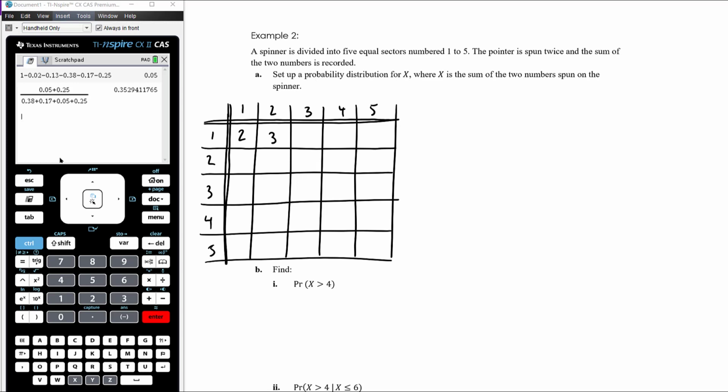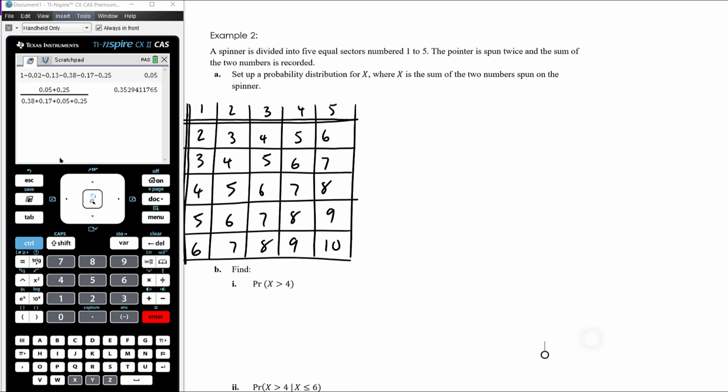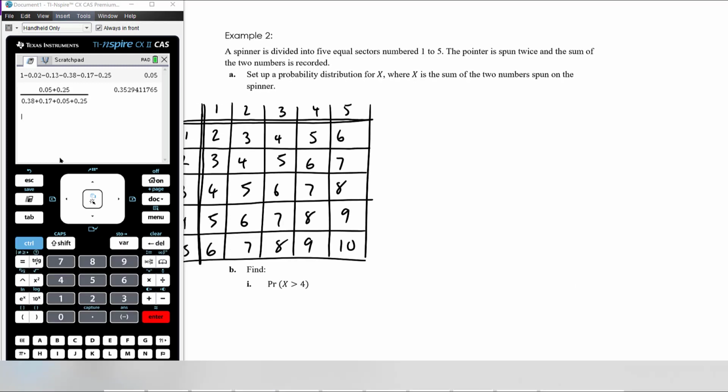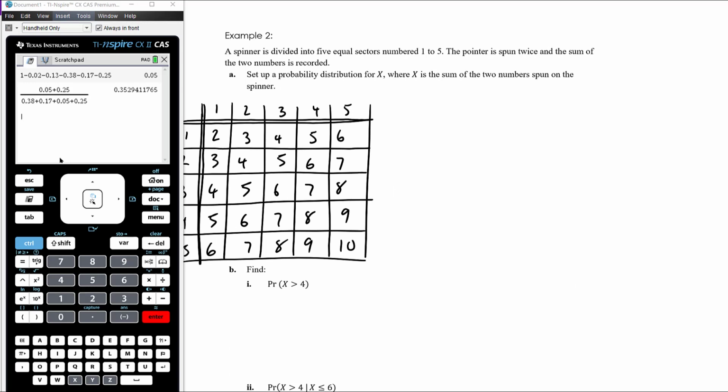So we get 2, 3, 4, 5, 6, 3, 4, 5, 6, 7, 4, 5, 6, 7, 8, 5, 6, 7, 8, 9, 6, 7, 8, 9, and 10. Okay, so once we've got our information organised, we know the spinner was equally divided, so each of the 25 outcomes we've got here are all equally likely to happen. But we now want to set up a probability distribution for x. Okay, x is the sum of the two numbers on the spinner.